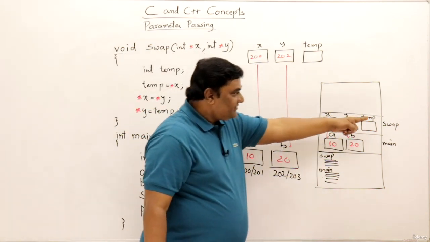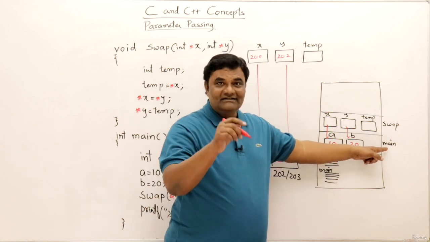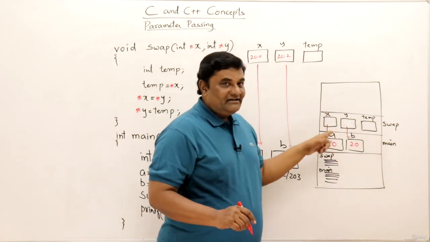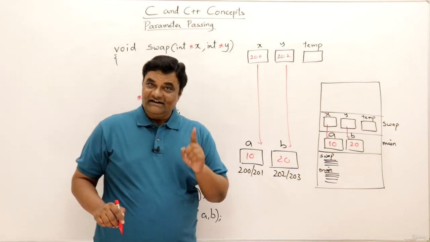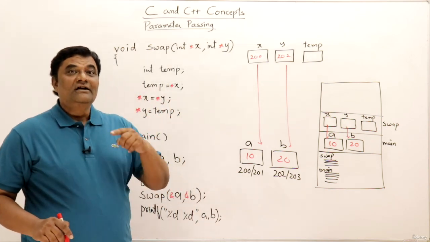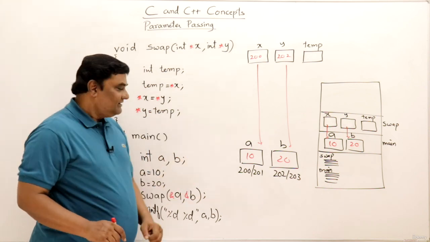So now this function can access the variables of another function. It's not directly, it is indirectly using pointers. Yes, one function cannot access the variables of another function directly, but it can access using pointers. So it can access indirectly. Yes, this is indirect access.